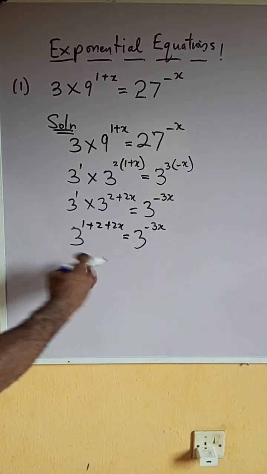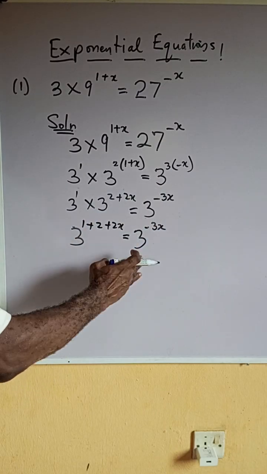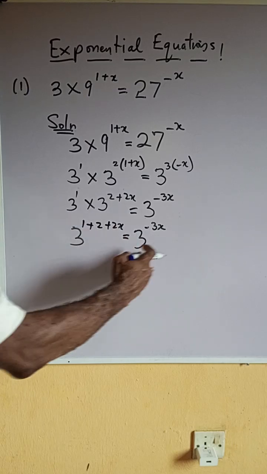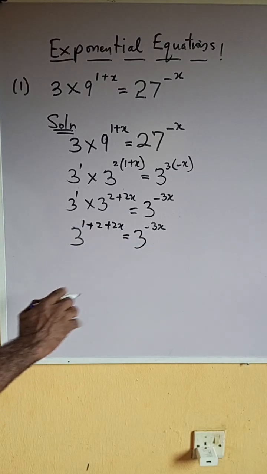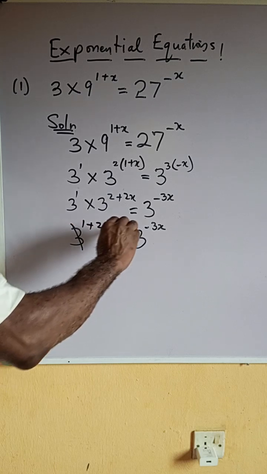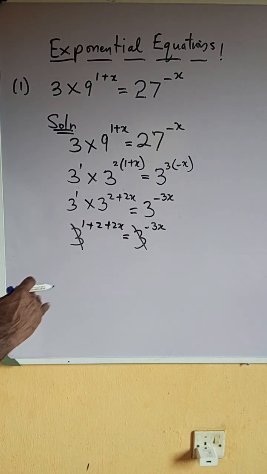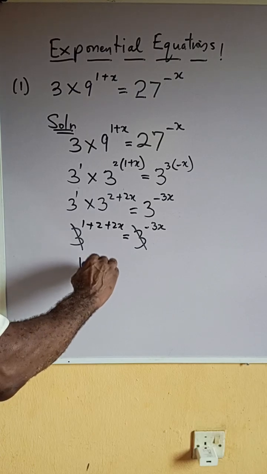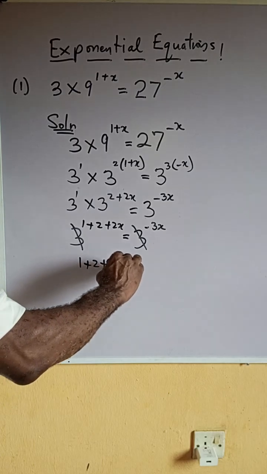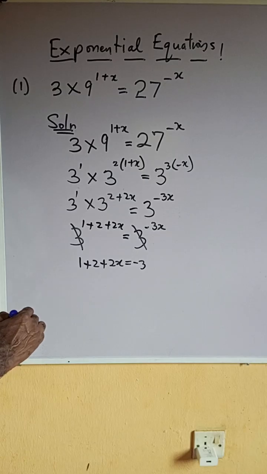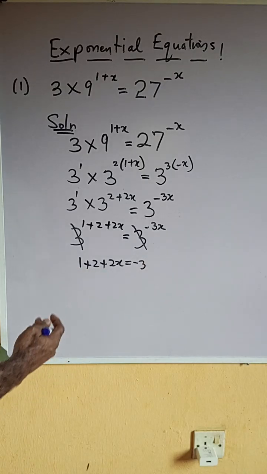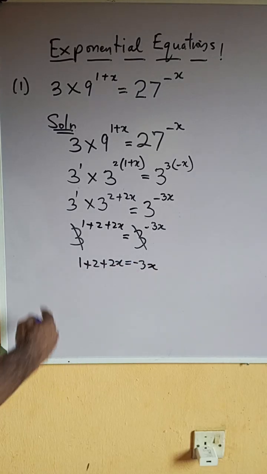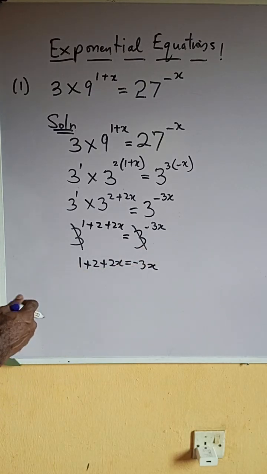Again, at this point, since they are of the same base, what you have on the left hand side and what you have on the right hand side have the same base. We can do away with their bases and then equate their powers, so that 1 plus 2 plus 2x is equal to minus 3. Alright? At this point, we shall collect our like terms.